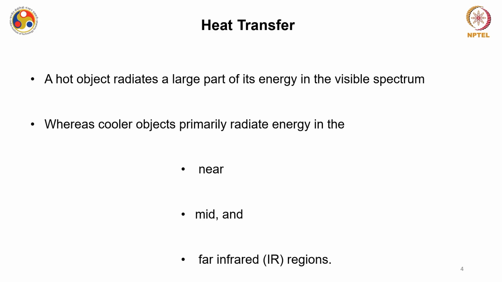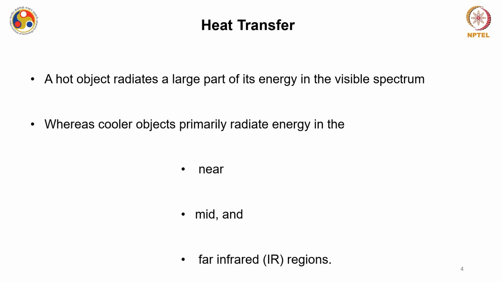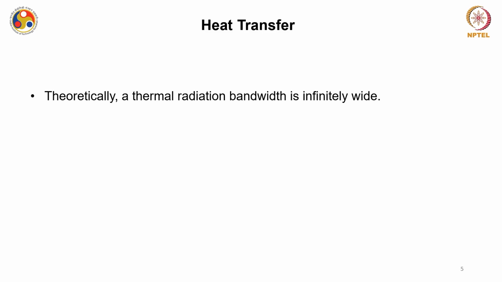So a hot object, if you remember Wien's law, radiates a large part of its energy in the visible spectra, because the wavelength will shift towards the left, right? Whereas a cooler object, like my body or an animal's body, primarily radiates energy in near, mid and far IR regions, and for our interest mostly we are talking about mid IR and far IR. Theoretically, we also talked that the thermal radiation bandwidth is actually infinitely wide, right?